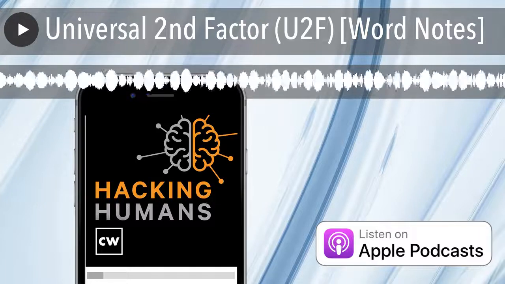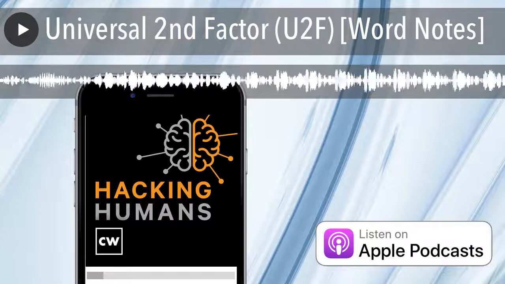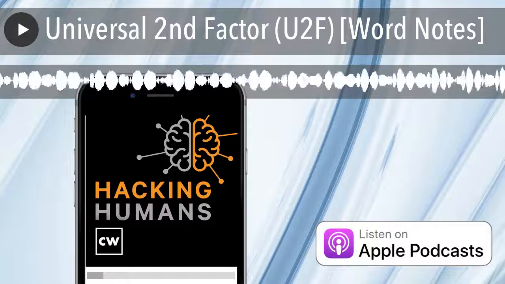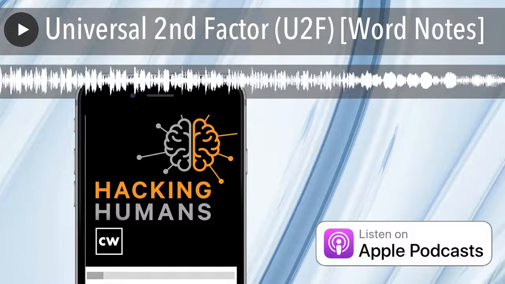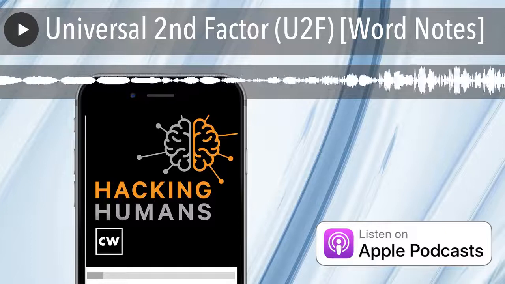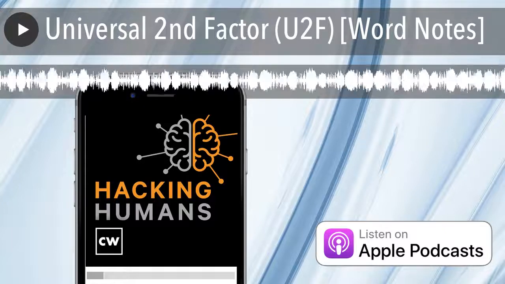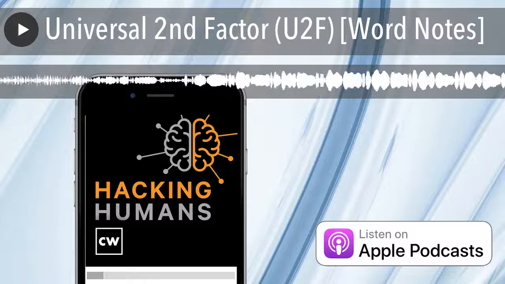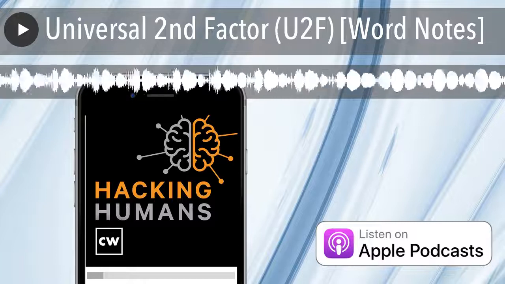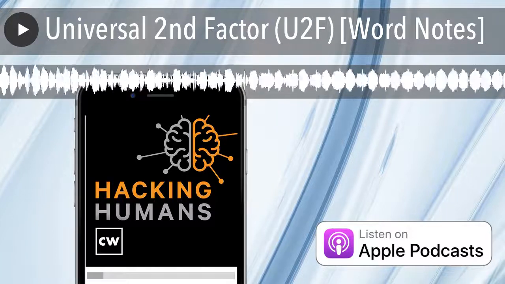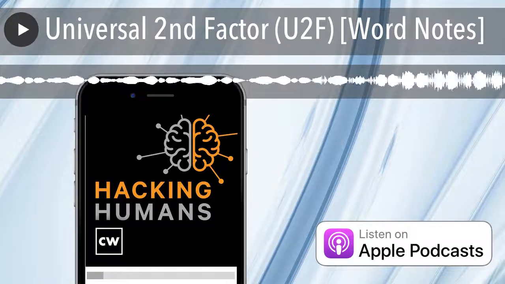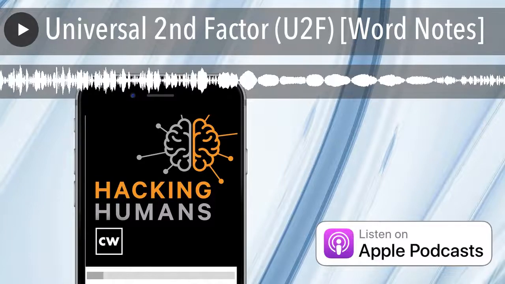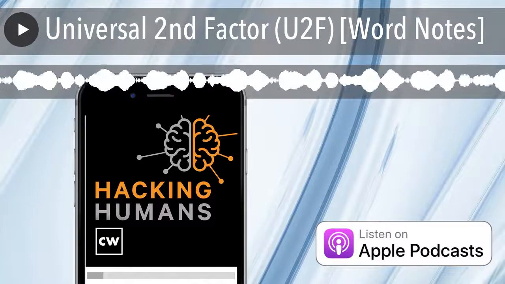U2F, then, is a universal standard for creating physical authentication tokens that can work with any service. As of this writing, 2022, vendors like Google, Yubico, Thetis, and Kensington offer their versions of these tokens to the commercial market. Some use the NFC protocol, some use Bluetooth, and others plug into the USB ports so that they can be used to authenticate web transactions.